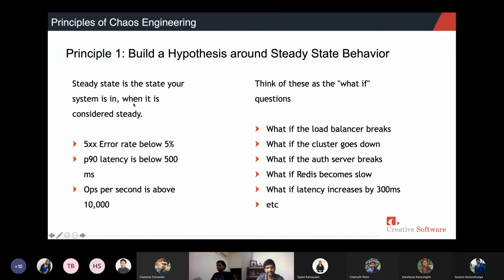Once you have built a steady state, then you can build a hypothesis around that. For that, you need to ask the what if questions. Some examples are, what if the load balancer breaks? What if the cluster goes down? What if the auth server breaks? Questions like this will actually question your system and make you confused. Honestly thinking, what if the Redis server becomes slow? How would your system behave? You might not have a proper answer to that. So this is how you build the hypothesis around the steady state that you have.